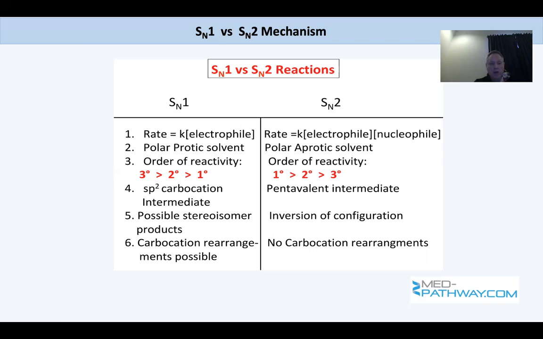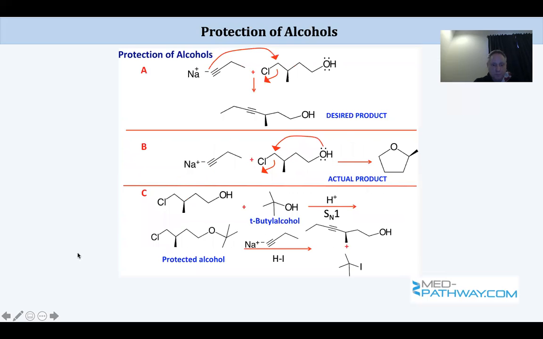We saw we have sp2 carbocation intermediates, pentavalent intermediates, stereochemistry, inversion, and rearrangements are possible when you go through a carbocation, but there's no carbocation rearrangements in an SN2 because there's no carbocation intermediate.